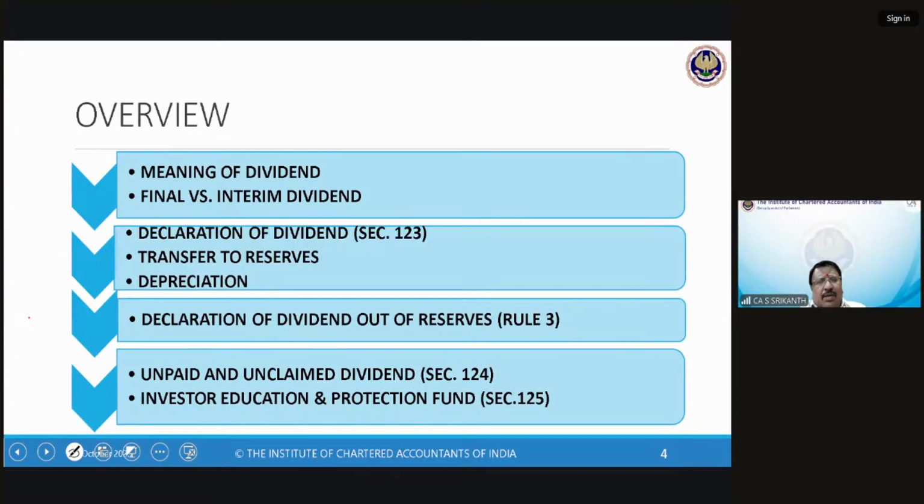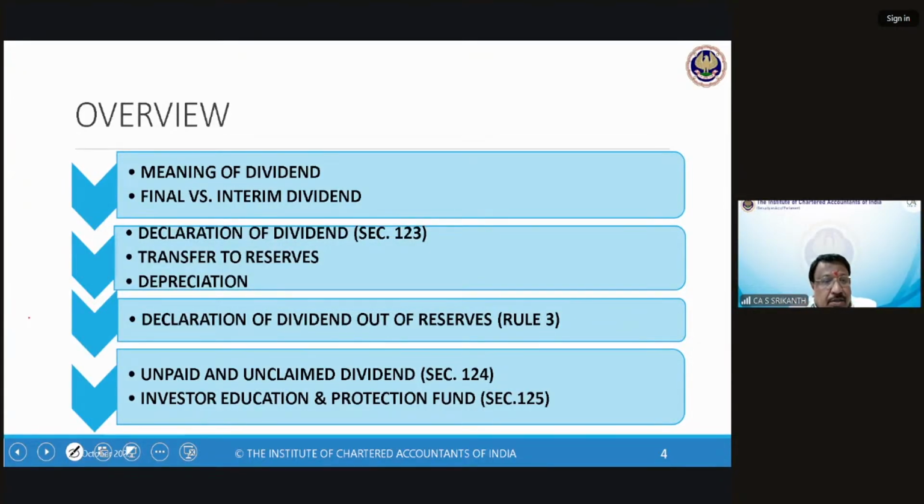Also, there is a concept of interim dividend. We'll talk about it in detail and how it is slightly different from final dividend, slightly in terms of who declares it. I will explain to you, you will understand it. Also, there are certain conditions for declaration of dividend. Transfer to reserves is mentioned there, but it is not compulsory. You cannot declare dividend unless you provide for depreciation. We will see why, etc.